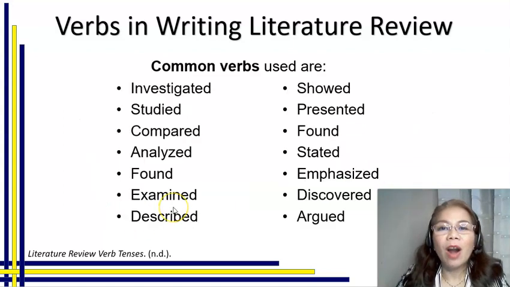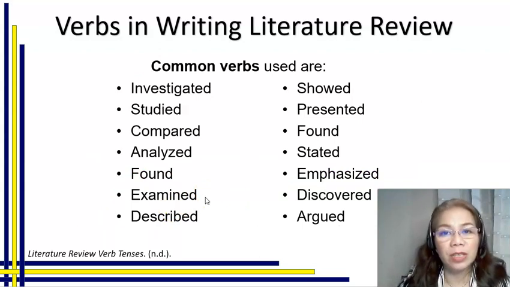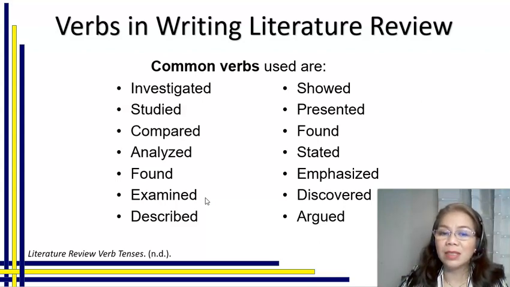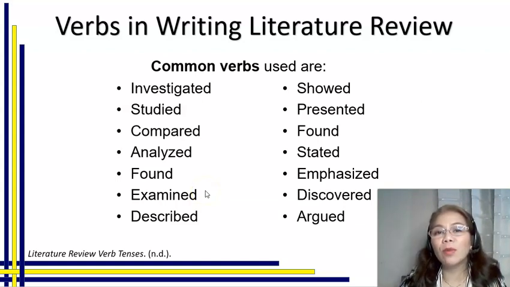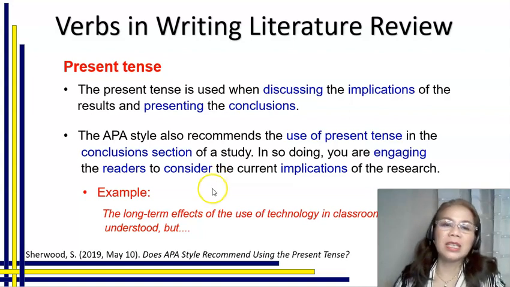Okay. Now, here are some suggested verbs that you will use when you refer to previously reported researches. You might use investigated, studied, compared, analyzed, found, examined, described, showed, presented, stated, emphasized, discovered, and argued. Now, these verbs are helpful when you are trying to cite previously worked researches. Okay.